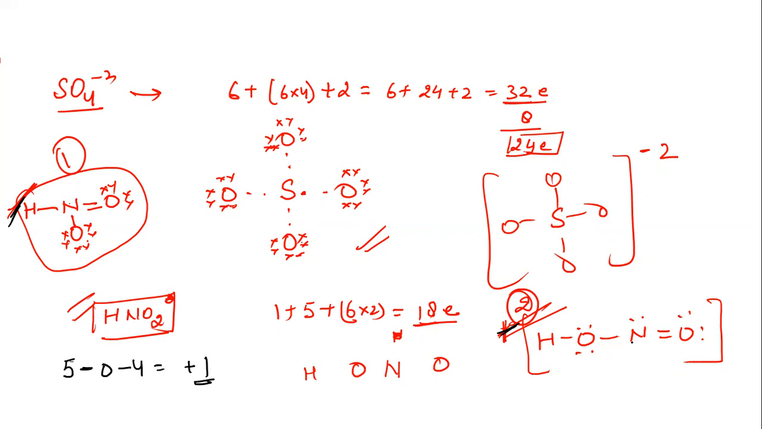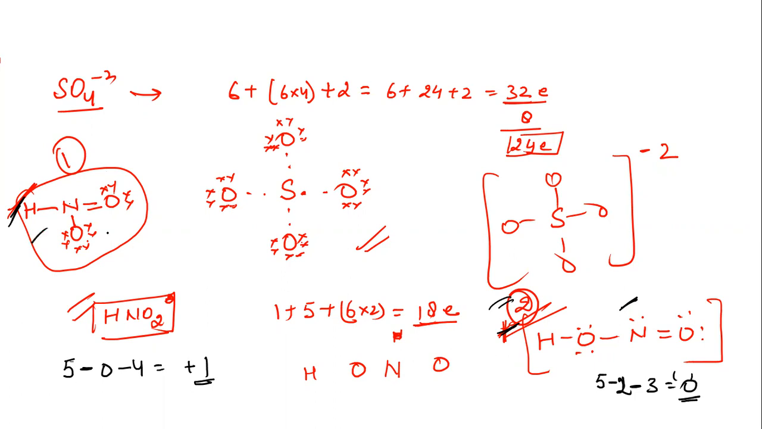What about this one? 5 minus the lone pair electrons, 2, sorry, minus 2, minus 1, 2, 3, so minus 3. That gives 0. Zero came. So the formal charge should be the least, so this is the correct structure. You have to take the one in which the formal charge is the least. Otherwise, both structures could be the same.